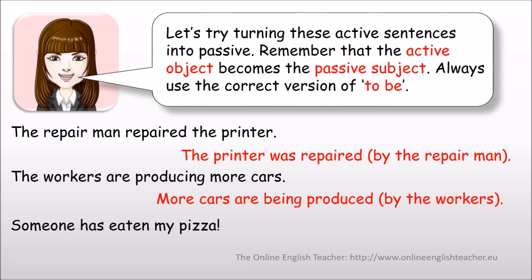In the next sentence, someone has eaten my pizza. If we remember, someone isn't particularly important. We don't know who someone is. We can remove it, and for present perfect tense, we need to use the form of the verb been. My pizza has been eaten.